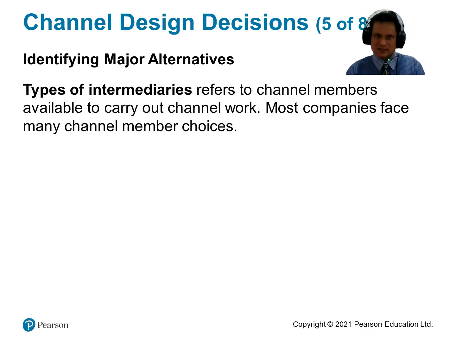Identify major alternatives. Very important. Type of intermediaries refers to channel members available to carry out channel work. Most companies face many channel member choices. If you think you can sell your product through, let's say, retailers, you can do that. Or maybe it's best to use an agent to sell your product, or to hire a distributor company, right? So you need to identify which one fits your objectives. What is the goal that you are targeting, so you are able to identify your alternatives.